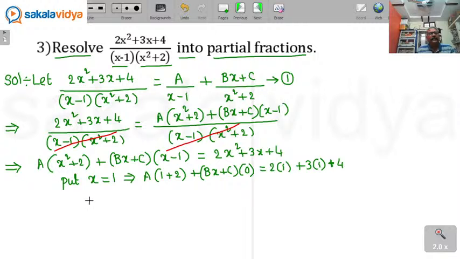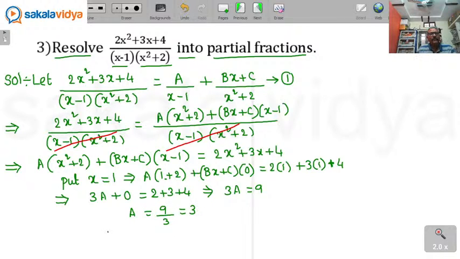So we can simplify. That implies 1 plus 2 is 3, 3 times a is 3a, plus bx plus c into 0 is 0, 2 plus 3 plus 4. So 3a equals 9. So a equals 9 upon 3, that will be 3. So a equals 3. Now the a value has been obtained. A is equal to 3. So you can write also here for our reference, a equals 3. We have the value. A is equal to 3. Right, Tarun Teja? Absolutely correct.